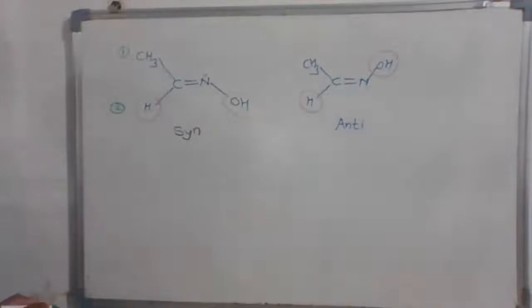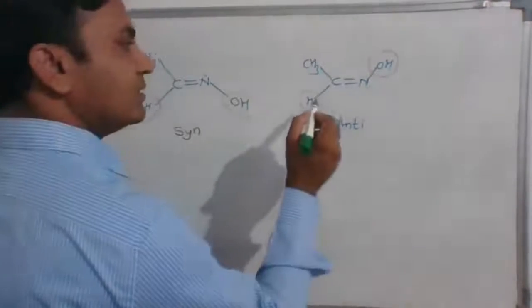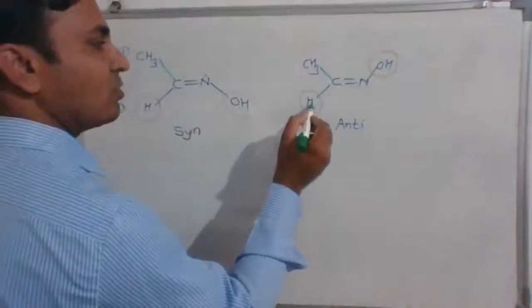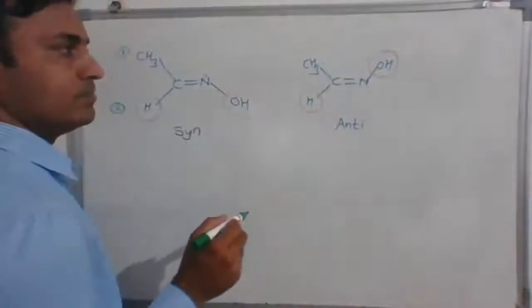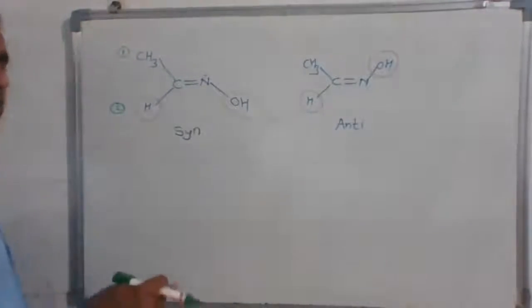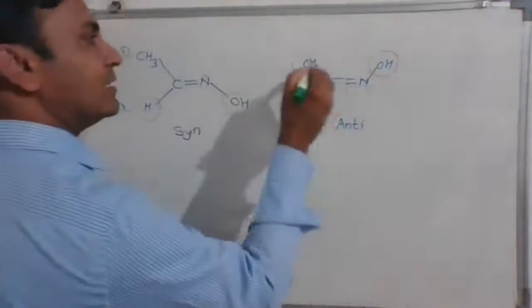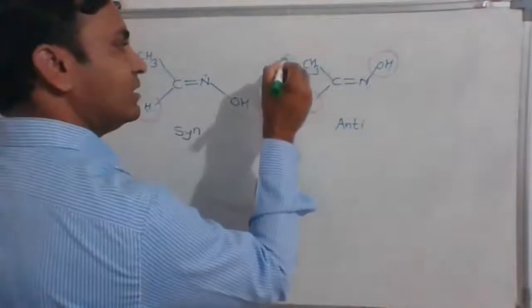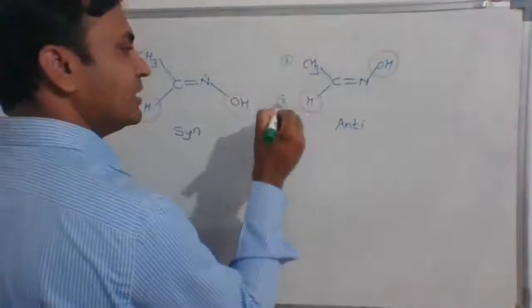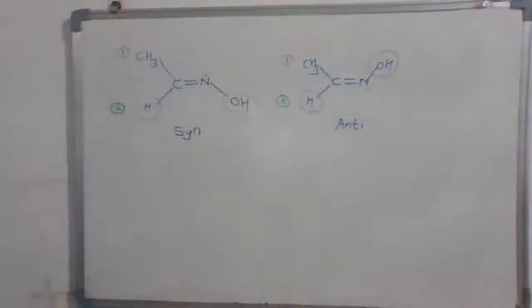In case of anti-isomer, we can define it as when the hydrogen and OH are on the opposite side. If we are taking the reference of hydrogen, then when hydrogen and OH are on the opposite side, it is anti-isomer. Or we can assign the priority. Methyl will get first priority, hydrogen will get second priority. We can say when methyl and OH are on the same side, then it is anti-isomer.